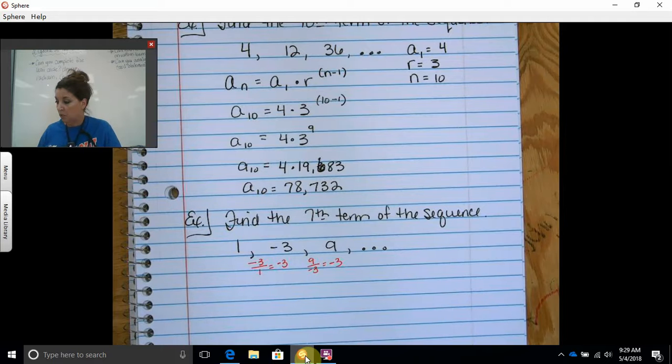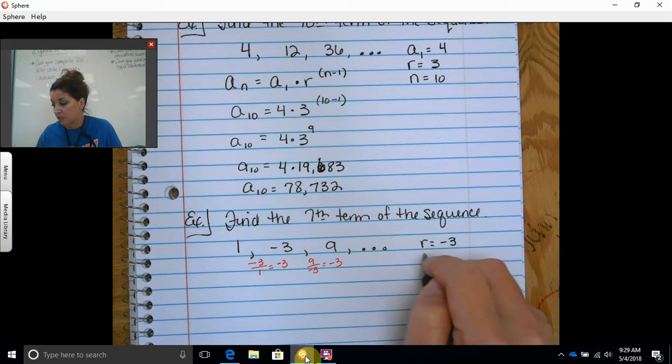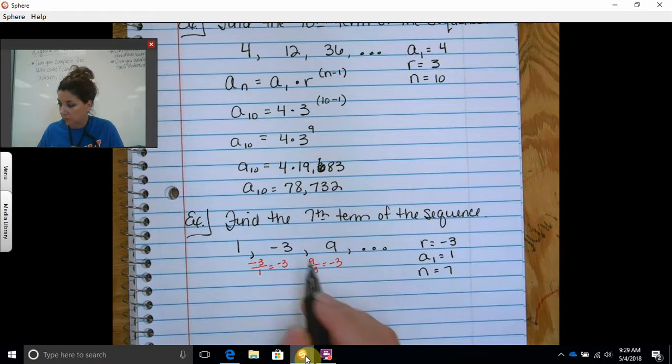Okay? So what's the common ratio? -3. What's your first term? 1. And what's n? 7. So I'll do this quietly. Y'all do it on your own, and you can check with mine as you go.